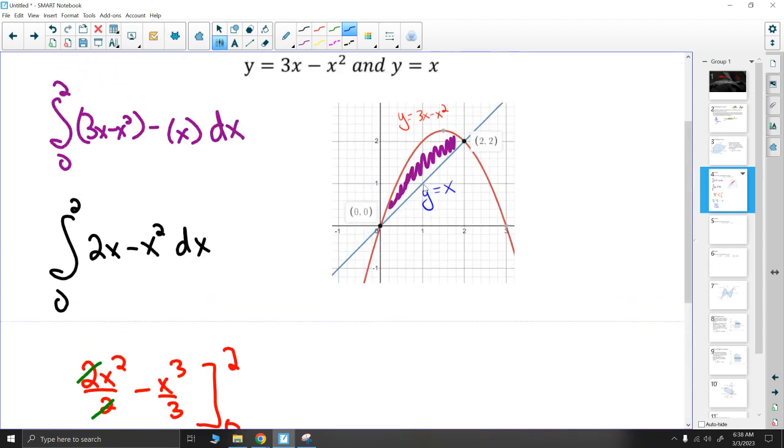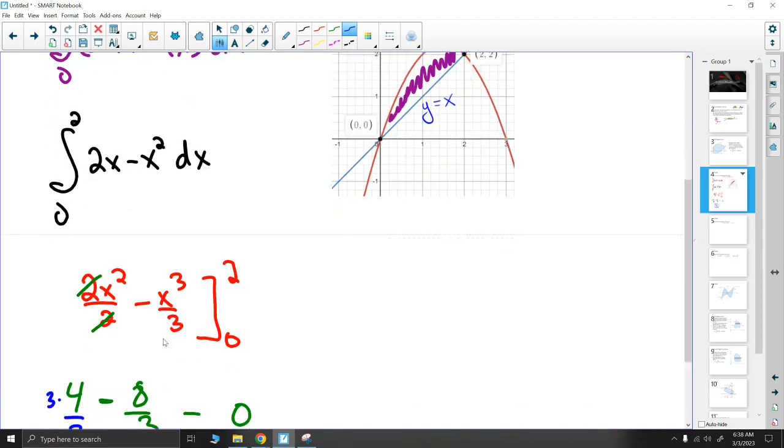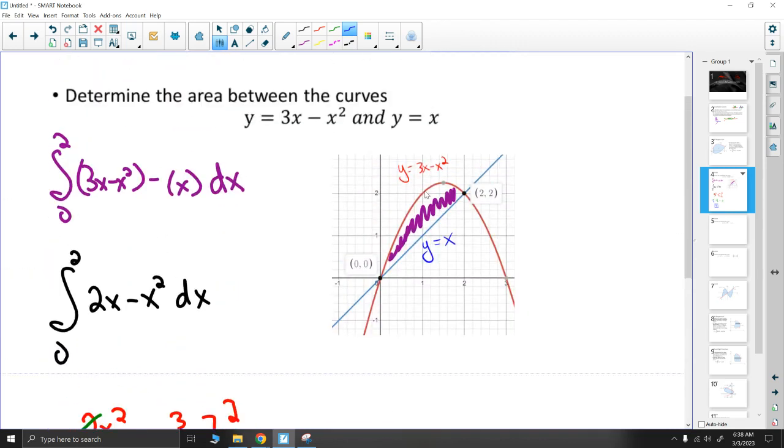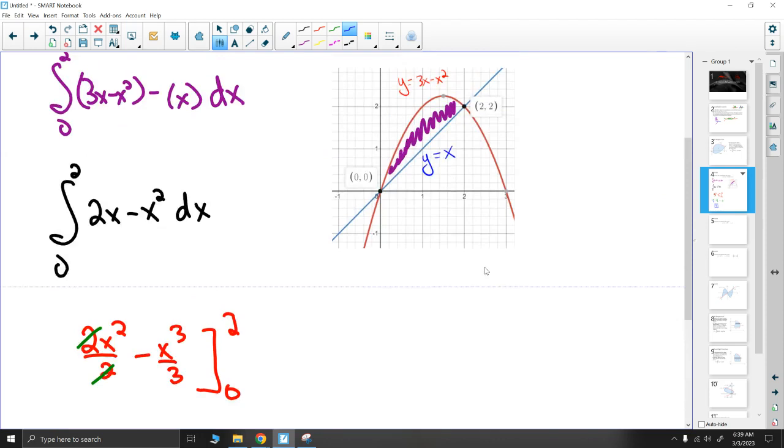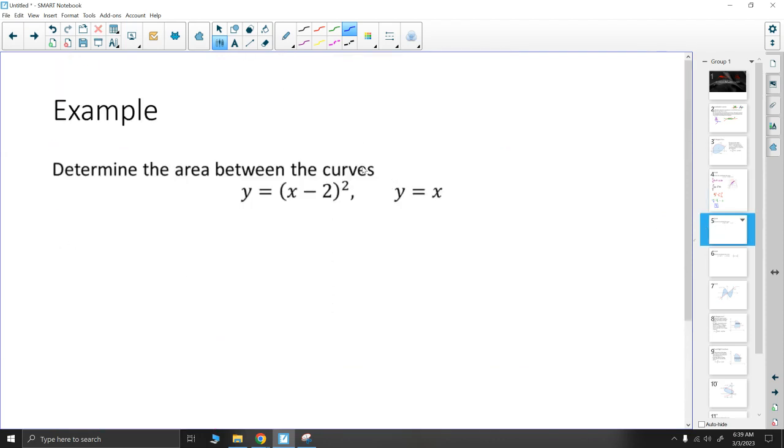Now, we don't have to worry about whether this curve is below the x-axis or above it. This will work itself out. All that matters is that the upper function is always the upper function during the region we're integrating. So in this case, we're integrating from 0 to 2. From 0 to 2, our red function, 3x minus x squared, is greater than our blue function during that time. So we're okay here. All right, let's do another one.